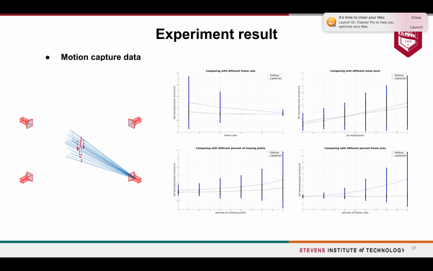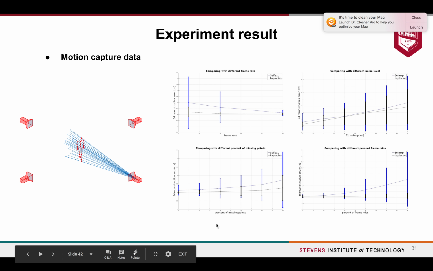Here is our experiment with the motion capture data. The result shows our advantage at low frame rate compared to the self-expressive method, and we have as good a result when there is noise, and we do better when there are more missing points.